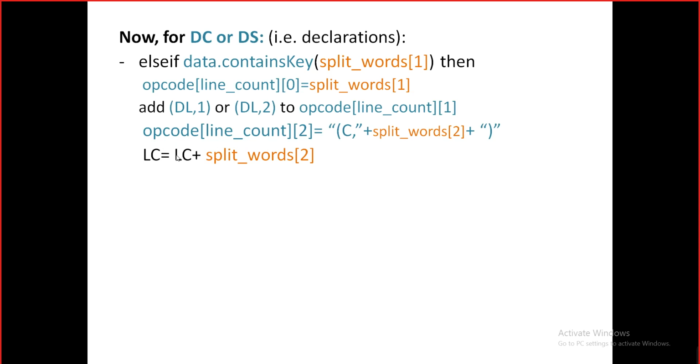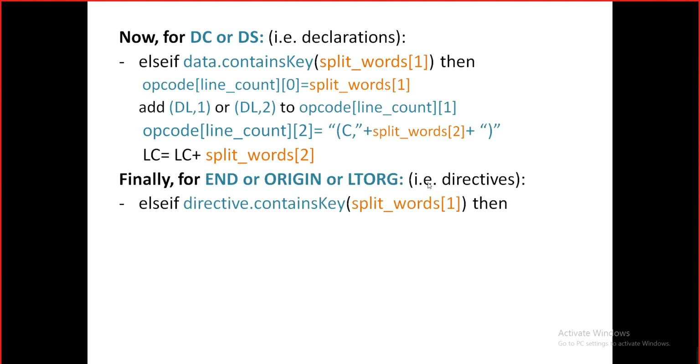And then obviously we have to add the split words of 2 to the location counter, because the location counter is incremented by those many words, right? Whatever we mentioned there. Not to forget, this is a string, right? So you have to parse it into an integer and then add it to the location counter. Okay, fine. And the last possibility, we saw, if it is an imperative statement, how to process it. If it is a declarative statement, how to process it.